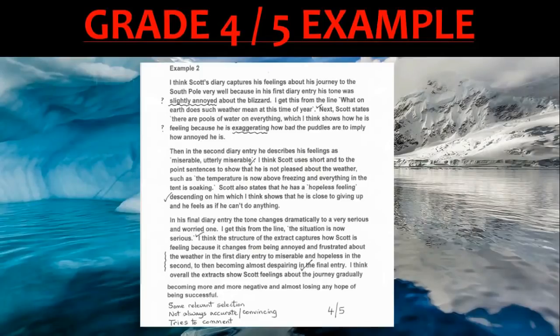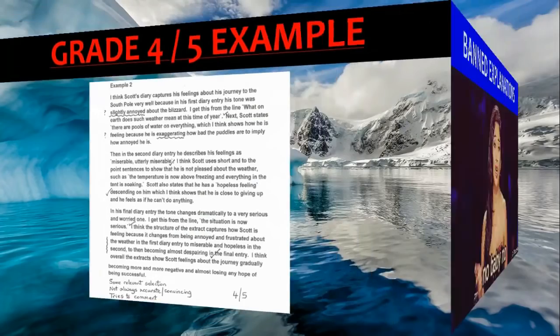Here's a grade 4 or 5 example, so if you want to pause, read it through. So there is some relevant stuff in there. However, sometimes it goes off onto a tangent. Basically, a lot of the time it's not accurate, not convincing. They haven't used the right quotes, and they've only used 4 or 5 quotes. We want to really get to that 6, 7 to push us really up. Also, they haven't commented on change, so we want to comment on change.